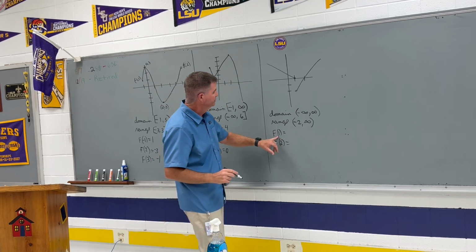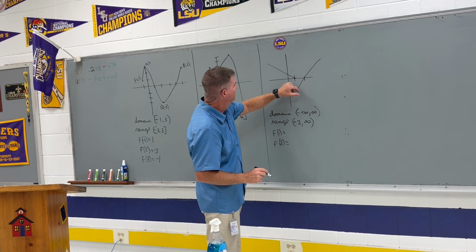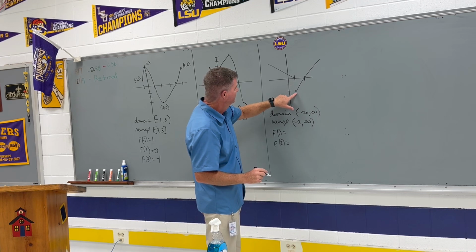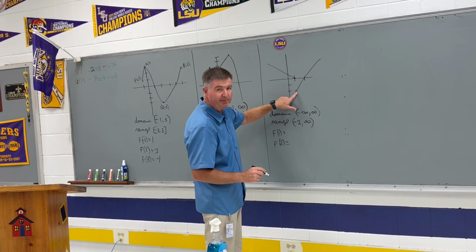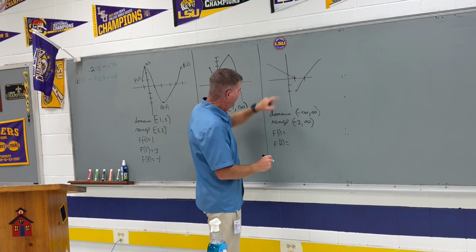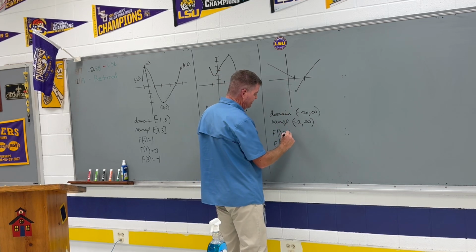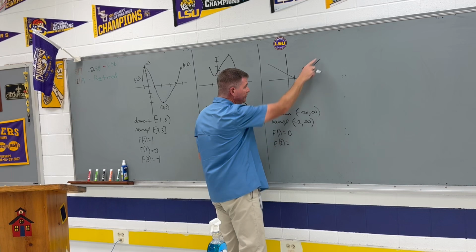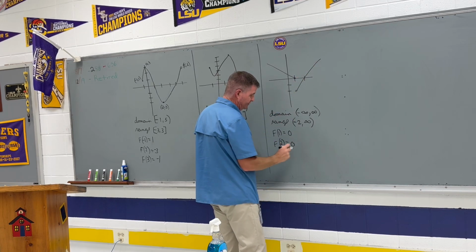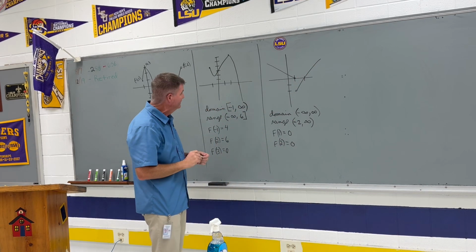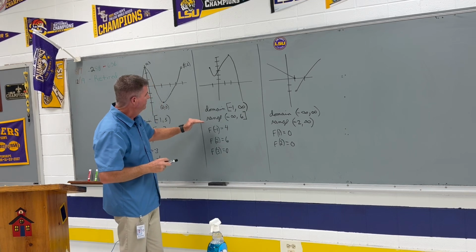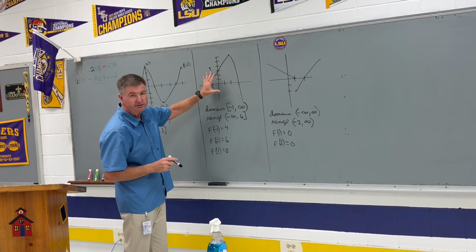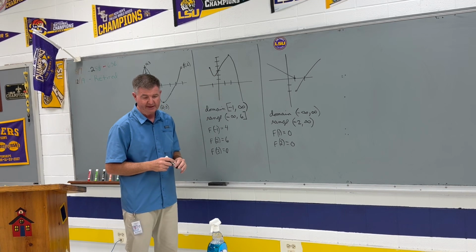When we look at the functional values at 1, it's right here, not here, because this is the closed dot, that's the open dot. We include it right here. At 1, the function is 0. And at 2, the function is also 0. So that's looking at the domain and the range, looking at a function and finding its functional values.